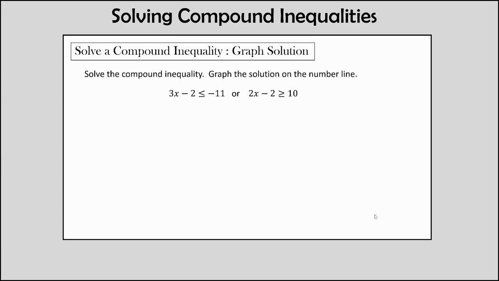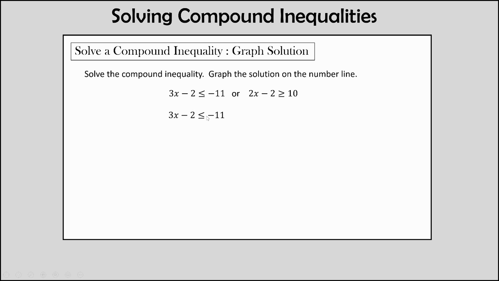All right, that takes us to actually doing some of these compound inequalities, and this is what it's going to look like. They're going to give you a multi-step inequality. They're going to join it with the word "or" and then they're going to give you a second one. Okay, so this says solve the compound inequality, then graph the solution. All right, so what we're going to do is just solve them individually.